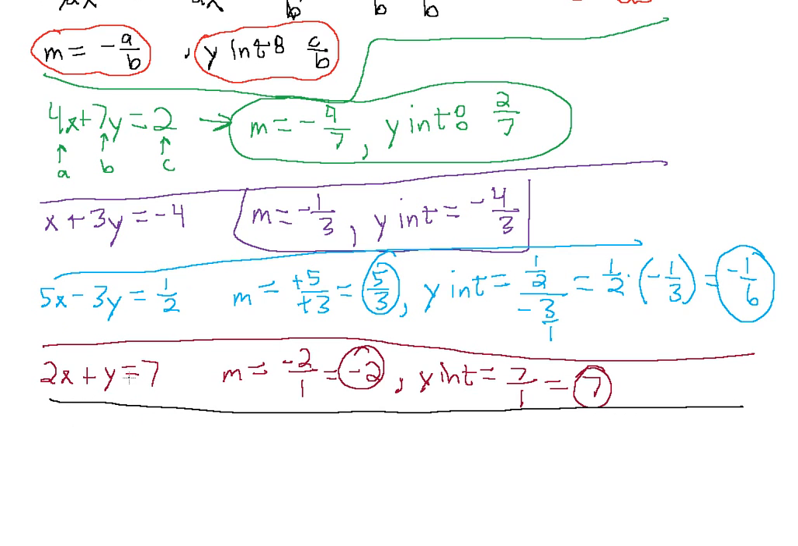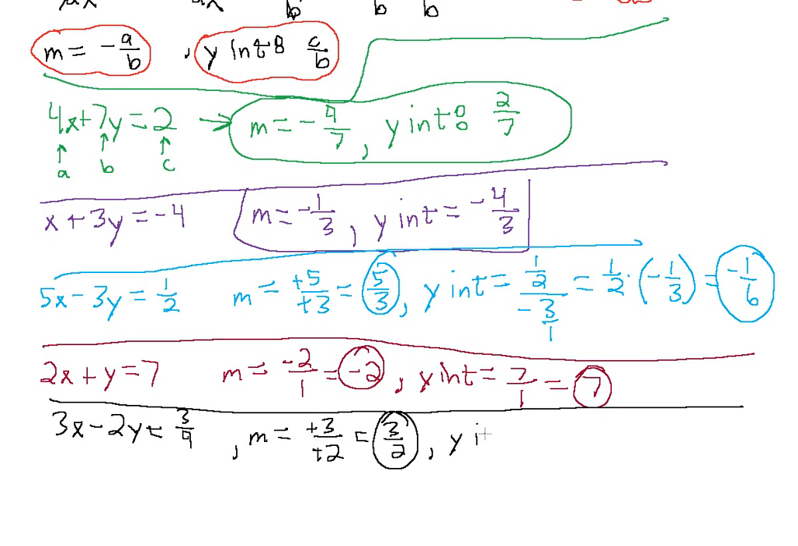We got time for one more. Let's do a couple more. Let's say we have 3x minus 2y equals 3/4. Well, notice we're going to be dealing with fractions in this one again. So let's go ahead and do this. Let's see, we have slope is -a, which is -3, over b, which is -2. Negative signs cancel. Our slope will be a positive 3/2.